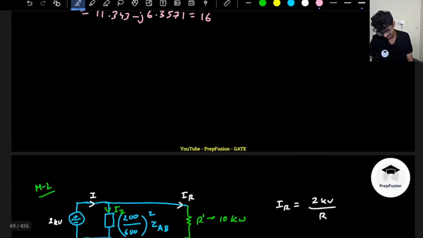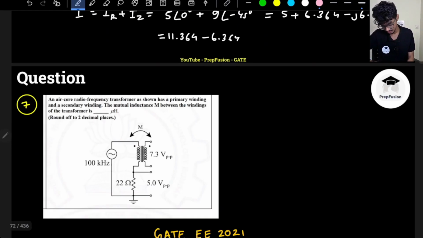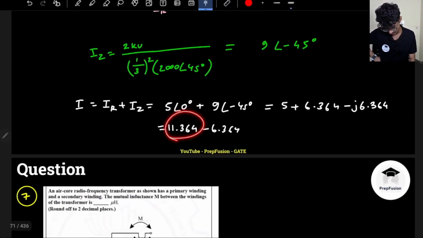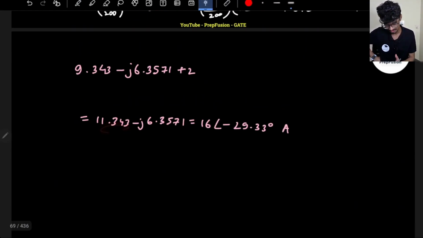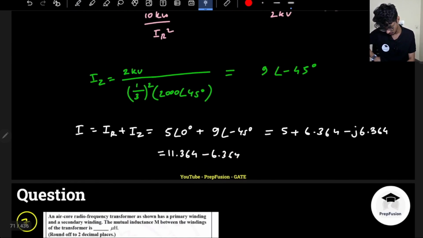Okay, so here, 16, and what will the angle be? 6.3751 divided by 11.343, tan inverse, so this will be minus 29.33. So you can observe that now the answers are matching. So of course whatever we have done is correct only. Same values, 11.64, 11.43, almost approximately the same. 6.35 here also, 6.64, almost approximately.